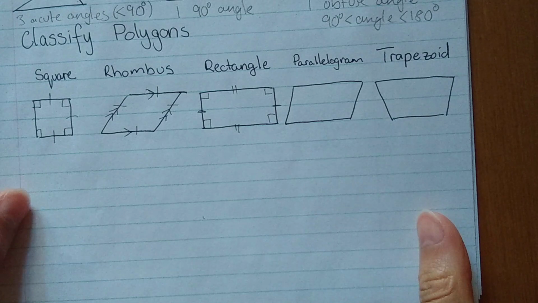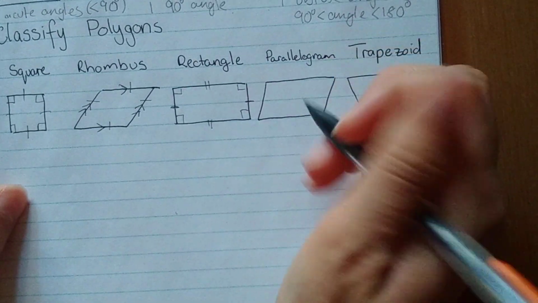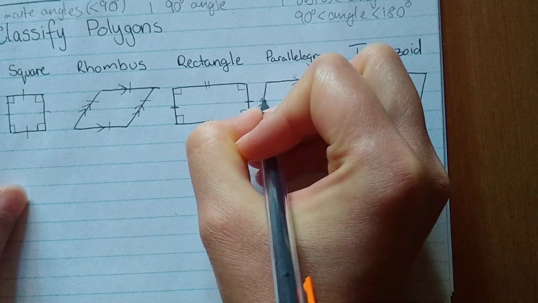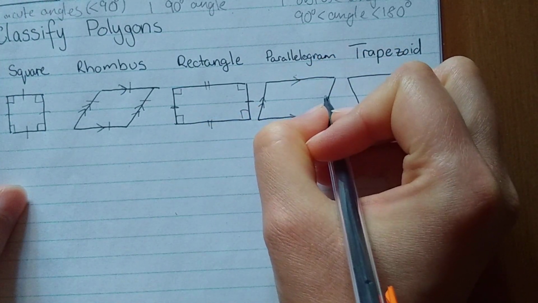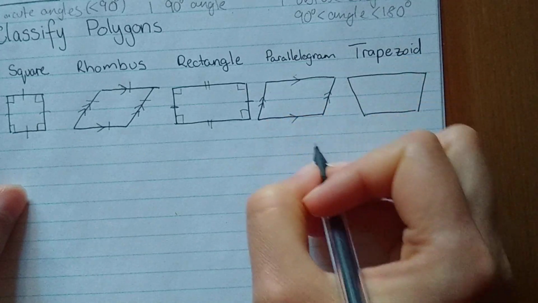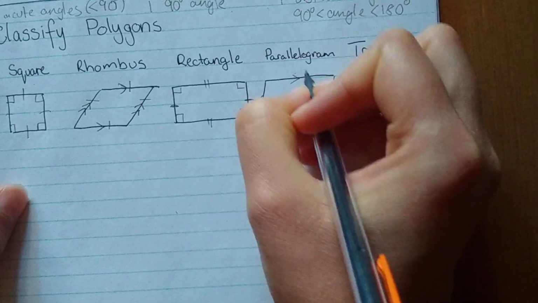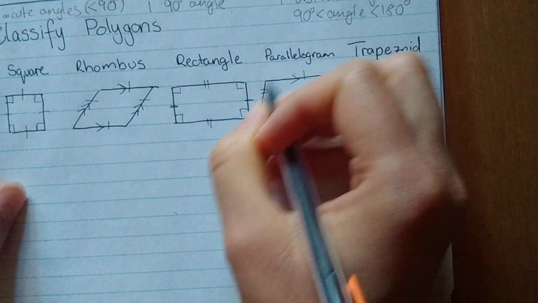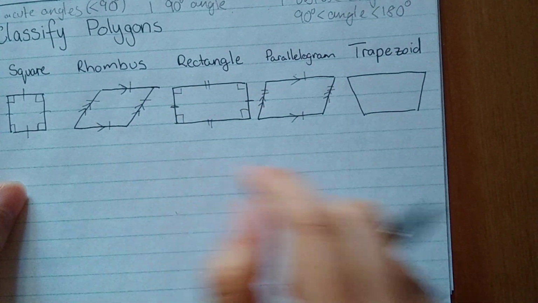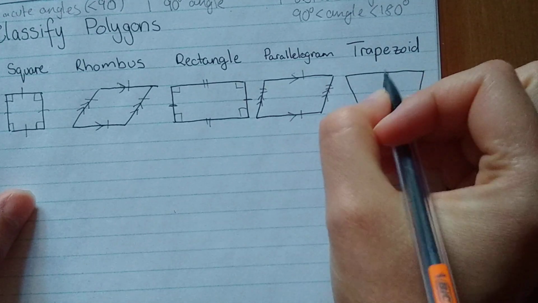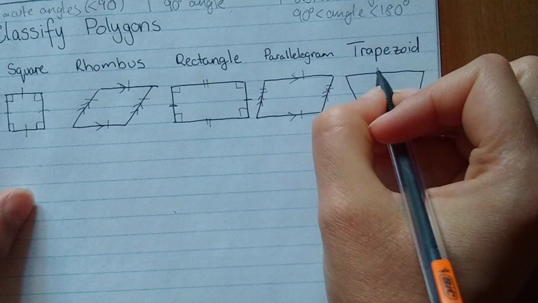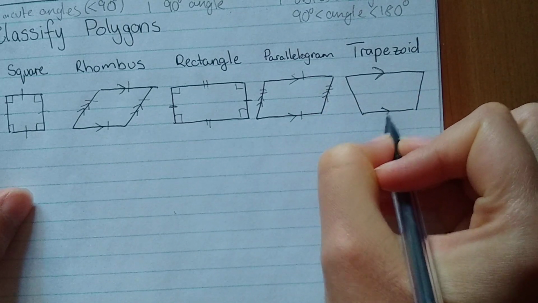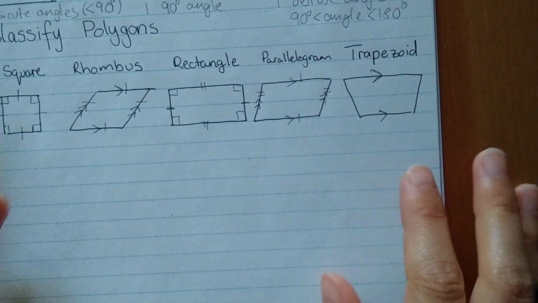Then for a parallelogram, opposite sides are parallel, sort of like a rhombus, and opposite sides are of equal length. So these 2 are of equal length and these 2 are equal length, but they're not necessarily all the same like they were in the rhombus. And then for a trapezoid, you have 2 sides that are parallel. So these 2 are parallel here.